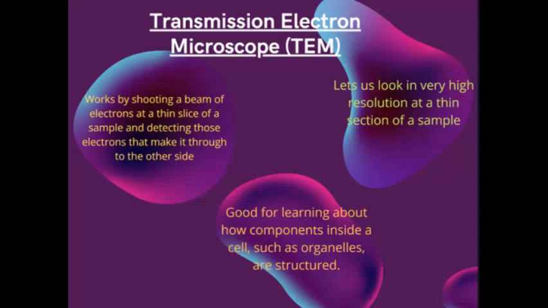The transmission electron microscope (TEM) works by shooting a beam of electrons at a thin slice of a sample and detecting those electrons that make it through to the other side. The TEM lets us look at a very high resolution at a thin section of a sample, which makes it particularly good for learning about how components inside a cell, such as organelles, are structured.